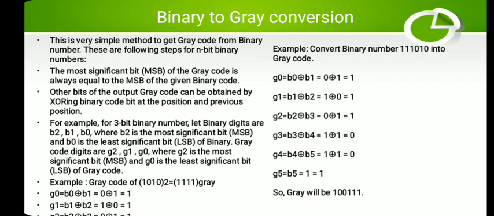So the method is that whenever we read a binary number, we have already seen the rightmost bit is called the LSB, least significant bit, and the leftmost bit is called the most significant bit. We always read from either left to right or right to left. It's better that when we assign the positional weight, we always read from right to left. Now, how do you convert a given binary to gray?